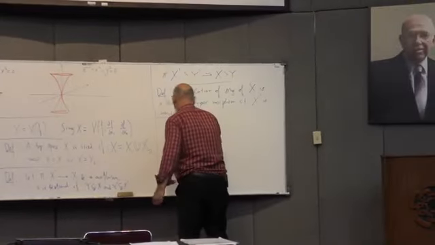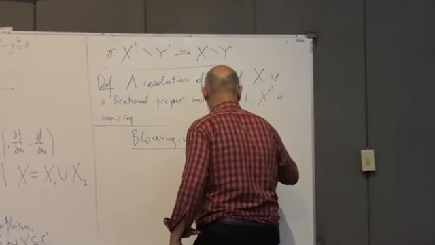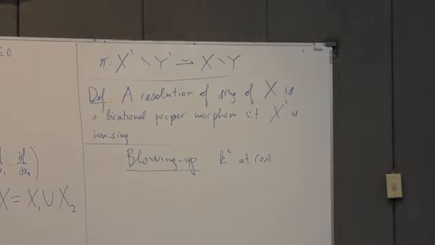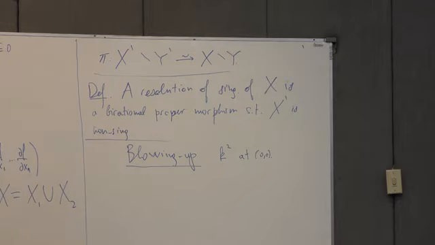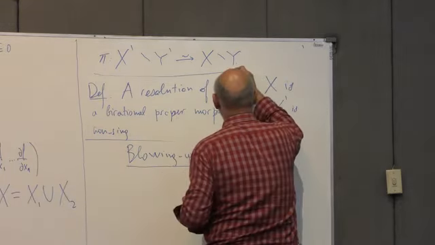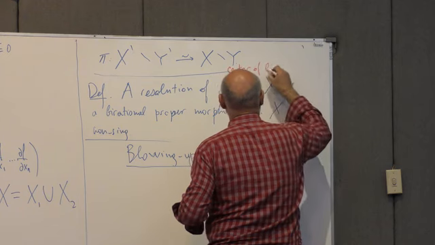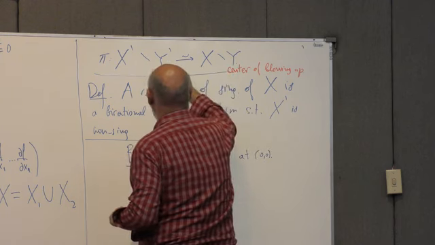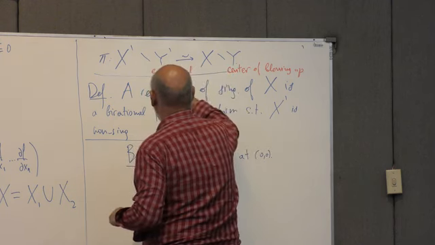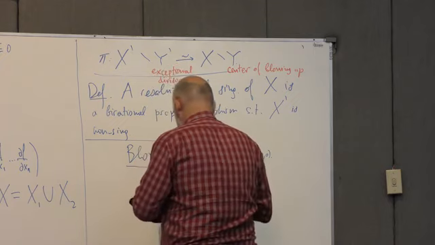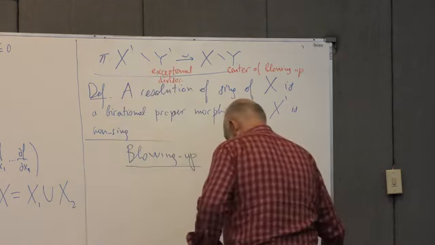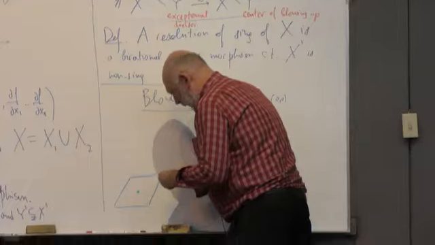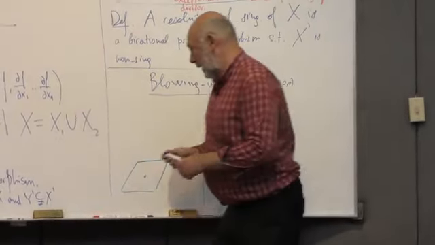So blowing up the plane at the origin, that's the simplest one. Oh, and I forgot to mention another terminology that I'm going to use: usually this y is called the center of blowing up, and the y prime is usually called the exceptional set or exceptional divisor. Okay, so to blow up the plane at the origin, it means that the center of blowing up is going to be the origin.